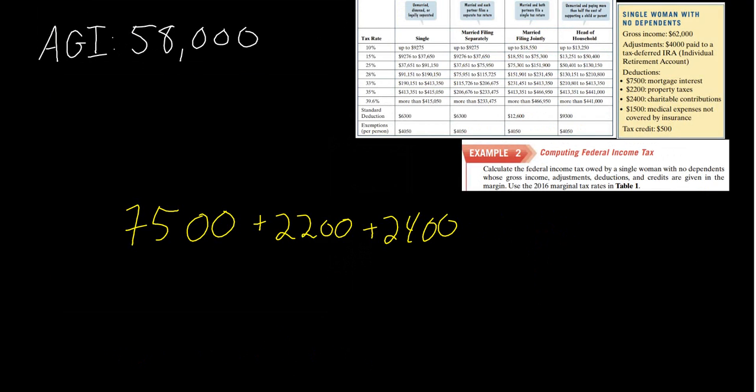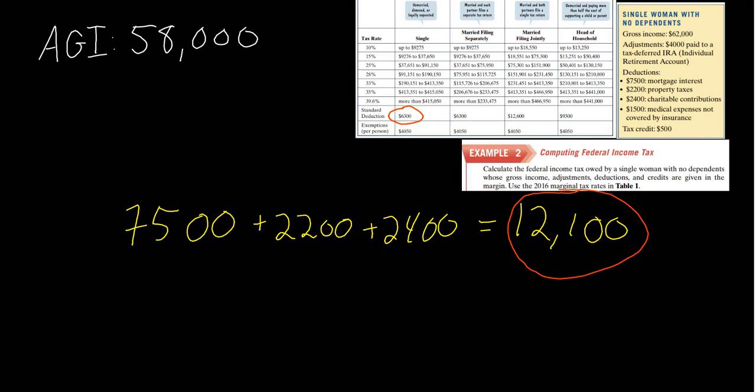So all these together add up to 7,500 plus 2,200 plus 2,400, which is 12,100. And again, I want to use the higher number. So I'm going to use the higher of 12,100 or the standard deduction allowed to me, which is 6,300. I'm going to use 12,100 because it is obviously a larger number.